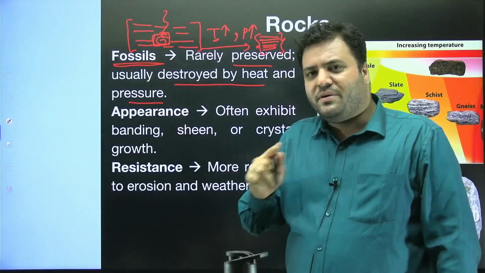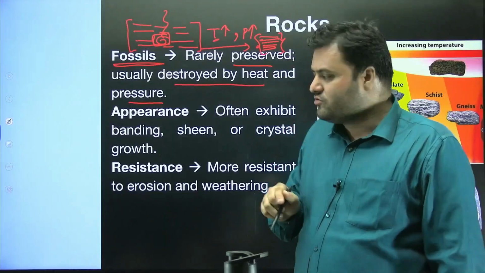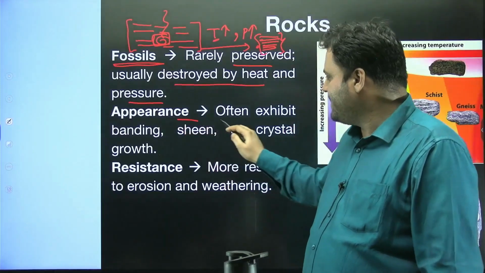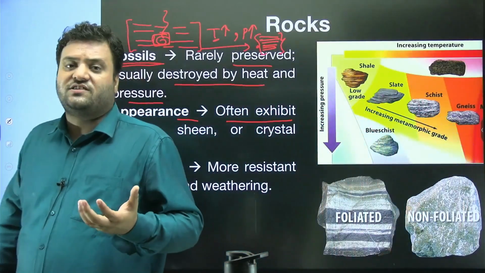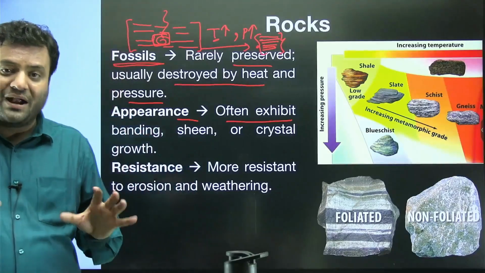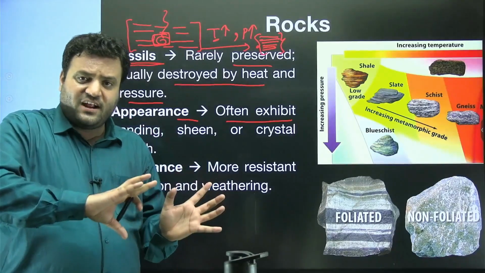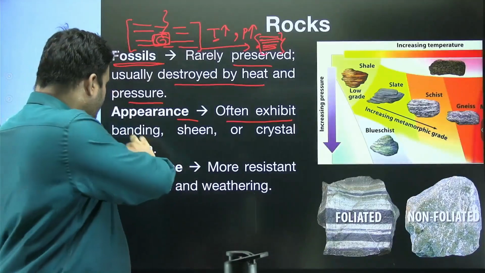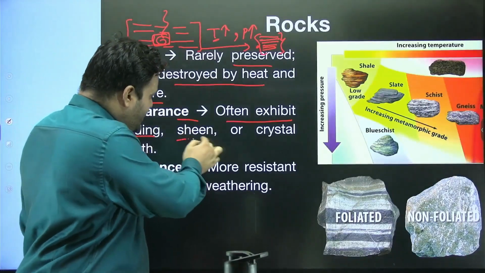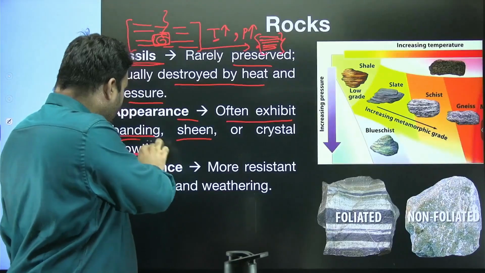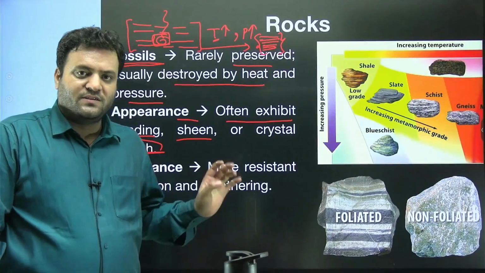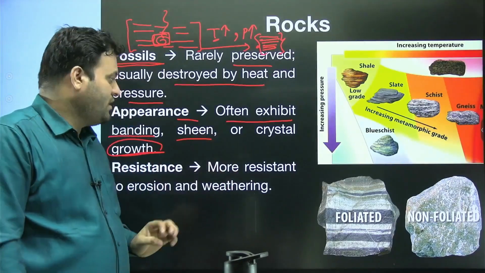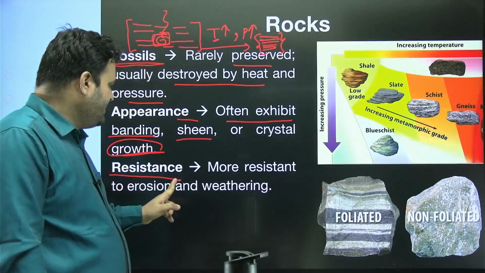If you see the appearance of these rocks, they often show the characteristic features of banding. It's just like foliation. So banding is there, and then we could have a sheen or crystalline growth, especially in these metamorphic rocks. In metamorphic rocks, we have a high resistance.